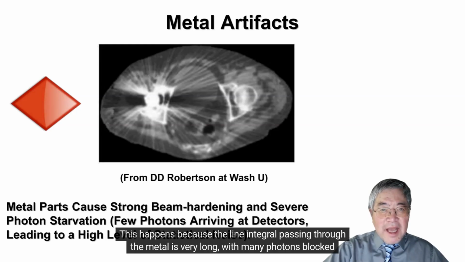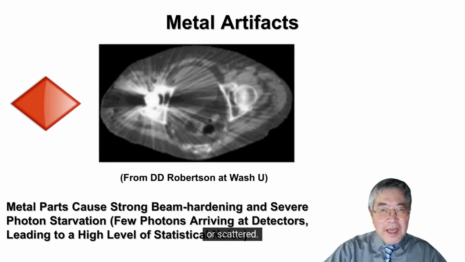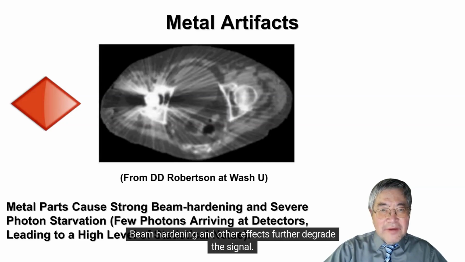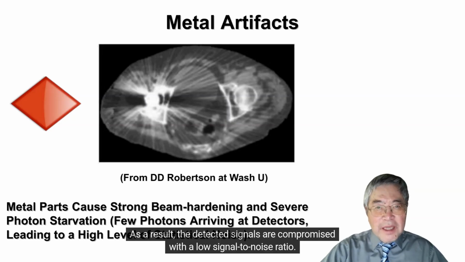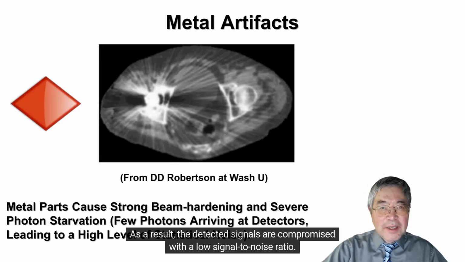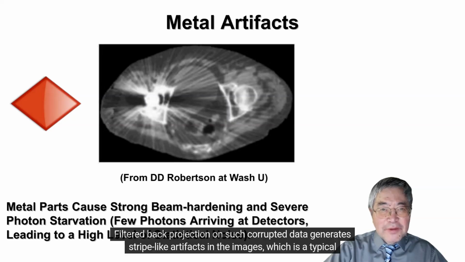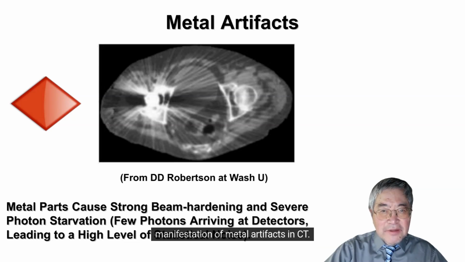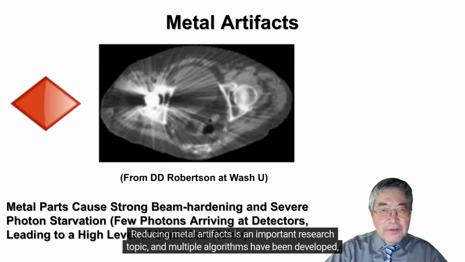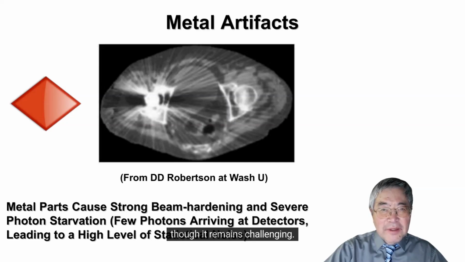This happens because the line integral passing through the metal is very long, with many photons blocked or scattered. Beam hardening and other effects further degrade the signal. As a result, the detected signals are compromised with a low signal-to-noise ratio. When estimating line integrals, the data is inconsistent and inaccurate. Filtered back projection on such corrupted data generates stripe-like artifacts in the images, which is a typical manifestation of metal artifacts in CT. Reducing metal artifacts is an important research topic, and multiple algorithms have been developed, though it remains challenging.